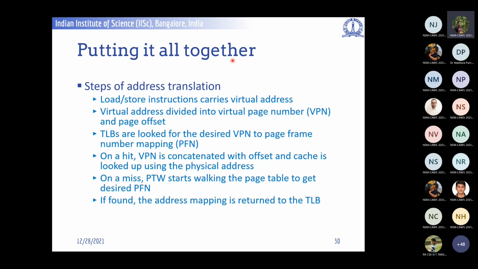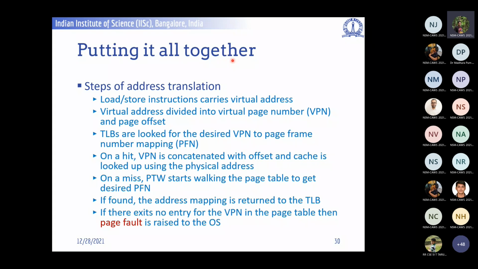If the address mapping is found, it will return it to the TLB. The load store will be retried. It will now complete the cache access with the physical address that it finds, and the TLB would also be filled with this mapping between the virtual page number and the physical page frame number. The next time the same page is accessed, you will find it in the TLB.